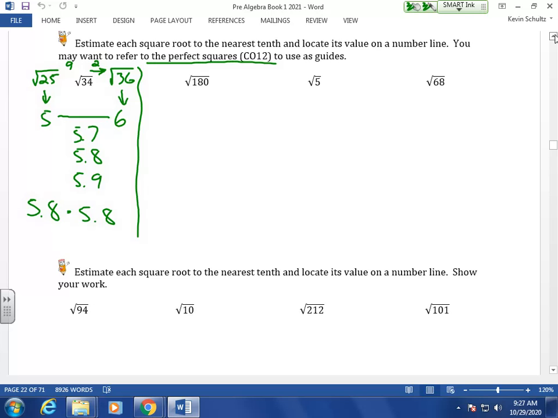We have the root of 169, and we have the root of 196. Right? Root 180 falls between them. We want the next smallest and the next largest. And because we know that the value of the root of 169 is 13, and we know that the value of root 196 is 14, we can say that the root of 180 is going to be somewhere between 13 and 14.